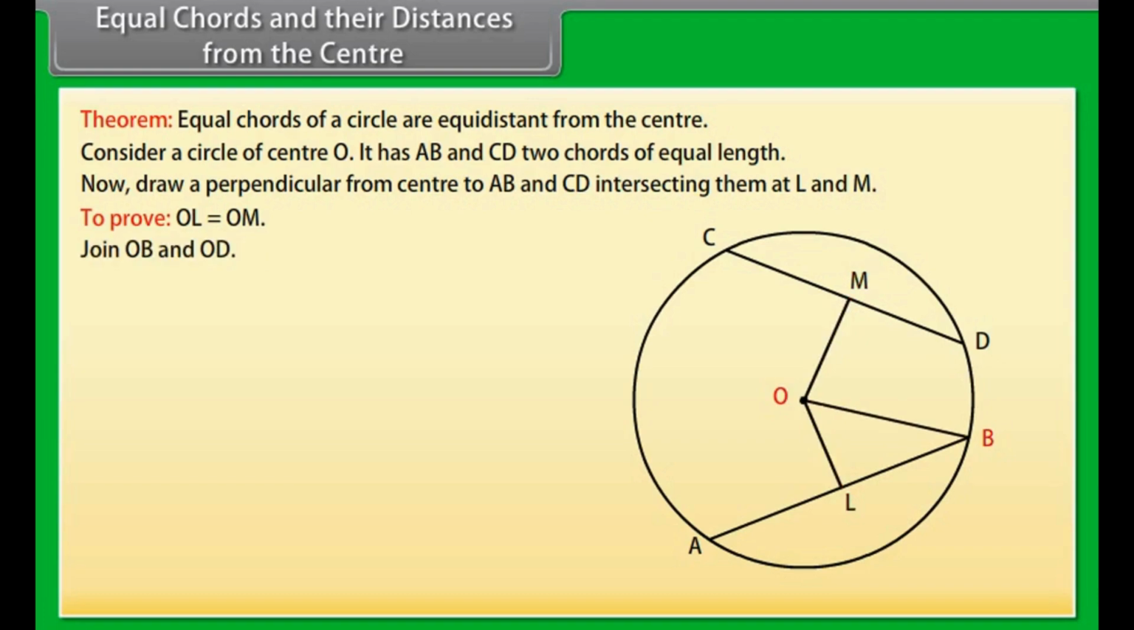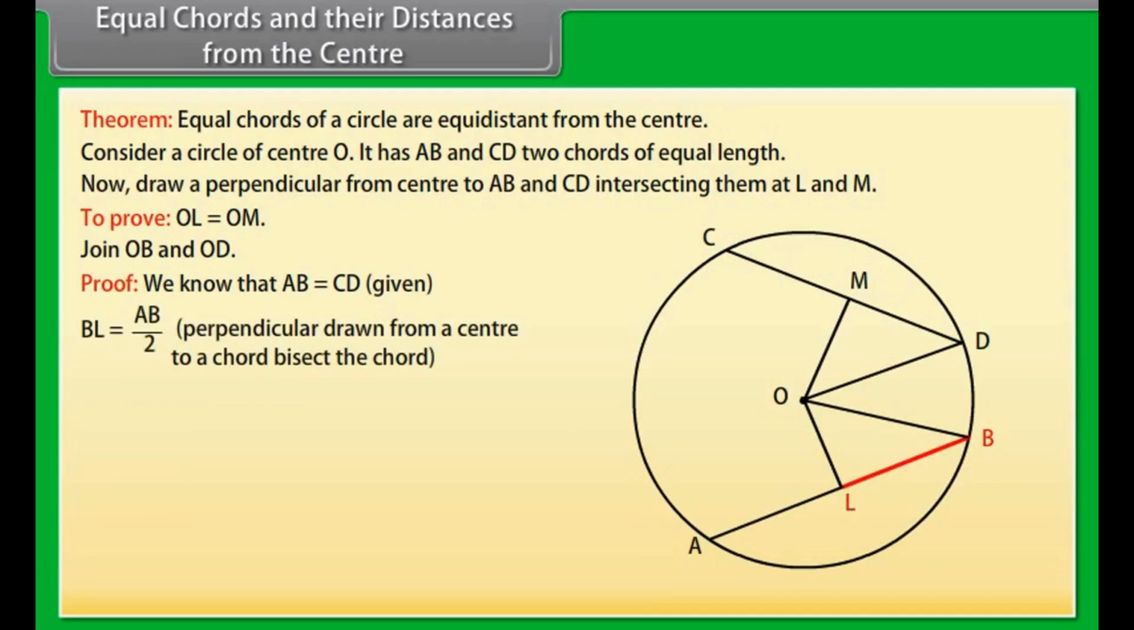Join OB and OD. We know that AB is equal to CD, given. BL is equal to AB upon 2, as the perpendicular drawn from the center to a chord bisects the chord. Similarly, DM is equal to DC upon 2. Therefore, BL is equal to DM.